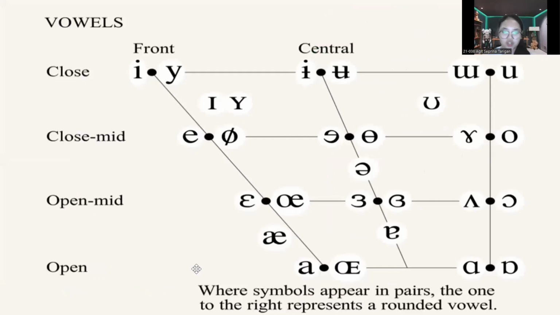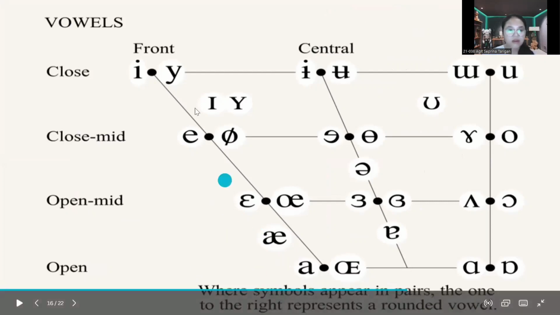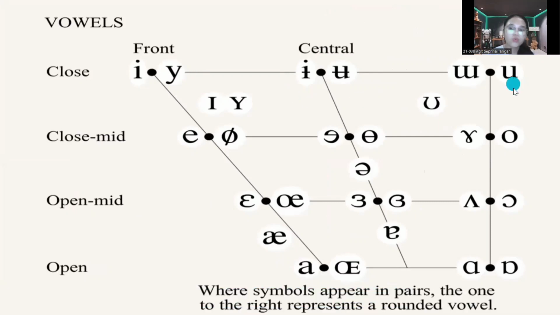So here is the chart where symbols appear in pairs. The one to the right represents a rounded vowel, like ya or u, o, rounded, so watch your lips, and the left represents unrounded vowels like a. So it's not like this, but like this. It is almost flat, but not really flat.